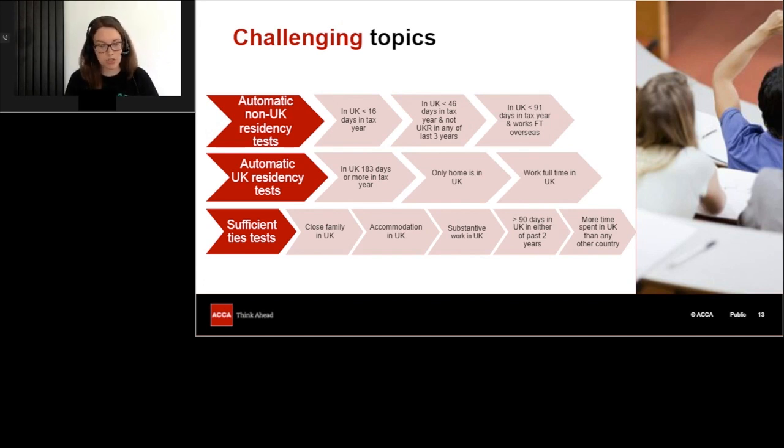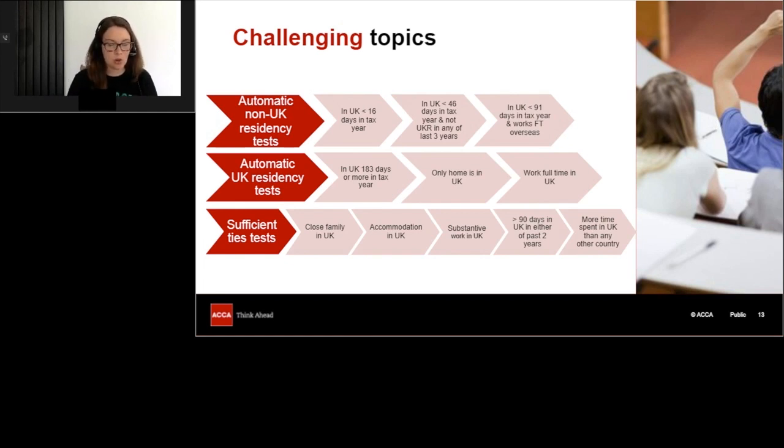First thing you want to check is the automatic non-UK resident tests. That is the first place you go. And there are three things you can check. Any one of these three would lead that person to be automatically non-UK resident, and that's you. You don't bother looking at the other tests.